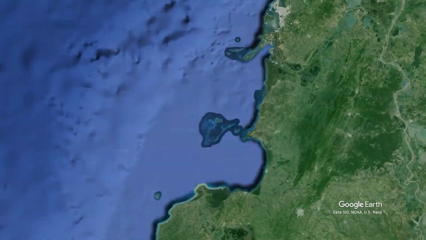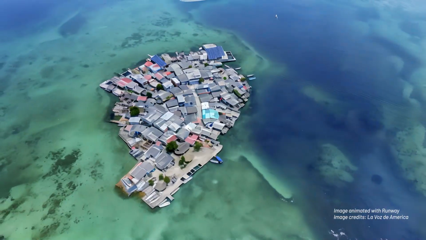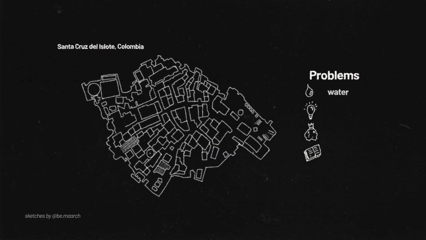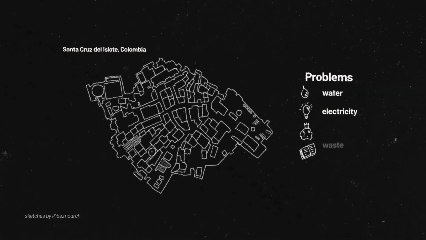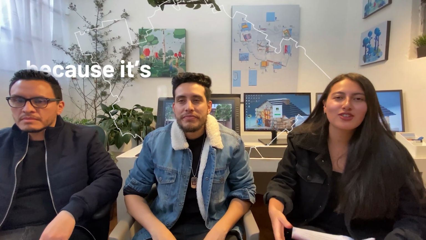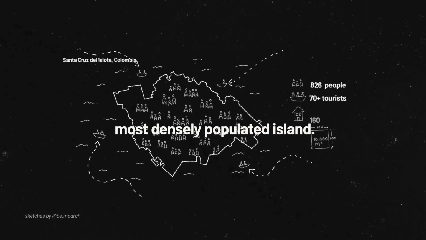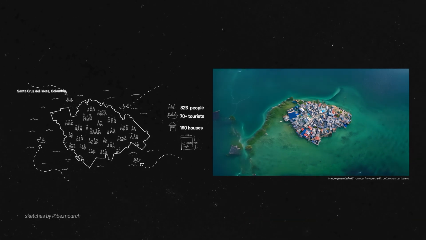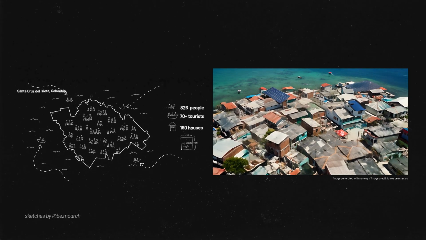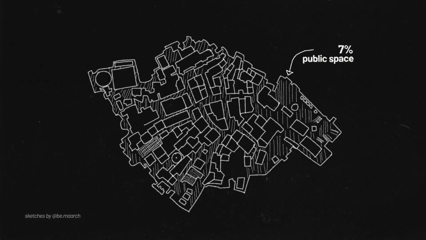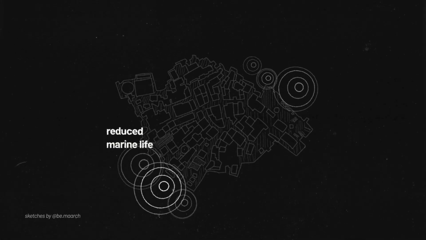This proposal is located on an island that only has a community of less than 1,000 people. They have difficulty accessing clean water, electricity, a good education system, and the way they dispose trash is a real big problem. We chose Santa Cruz del Islote because it's such an amazing place. It's the most densely populated island in the entire world, and it's amazing to see how the people live in this place and how it's like one big family. Since this is such a small space, there's only 7% of public space, and the marine ecological system is being reduced more and more each day.